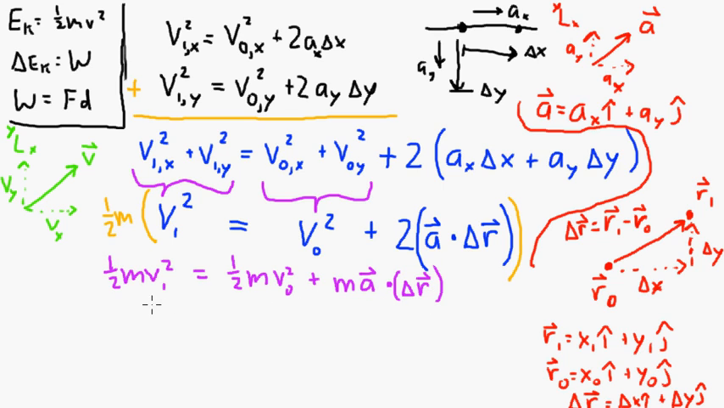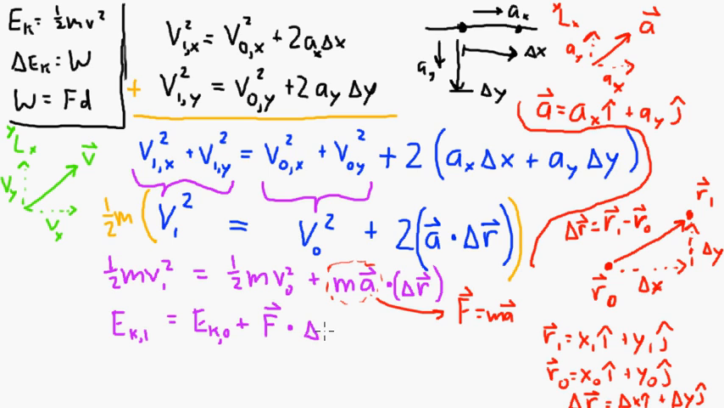And so now, it should be pretty obvious to you at this point. This is just the final kinetic energy. This is the initial kinetic energy. So this is going to be EK1 equals EK0 plus, and then what's m times a vector? Ma is force. Remember this, F equals ma, Newton's second law. This is force dotted with delta r.